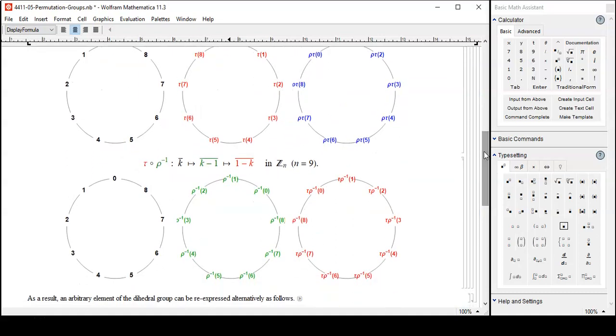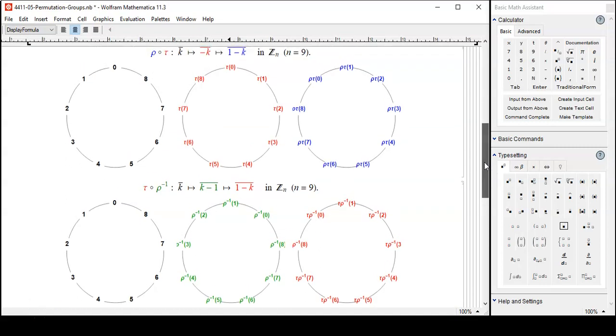And then this one is tau rho inverse. So from here, rho inverse. So instead of taking one rotation counterclockwise, we take one rotation clockwise. So 0 goes here in 8's place. And then we flip. 0 comes here, and then we have reverse orientation, so it's the same.